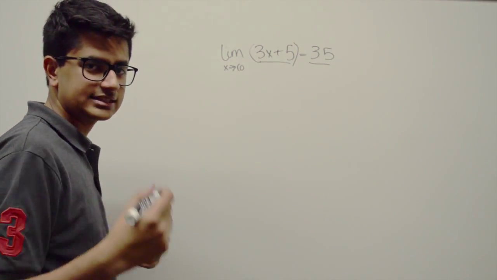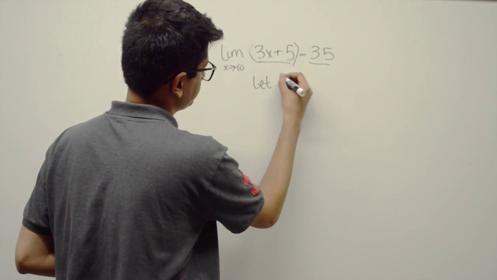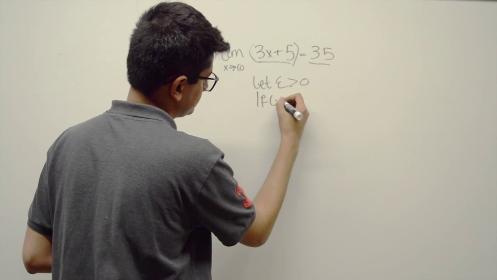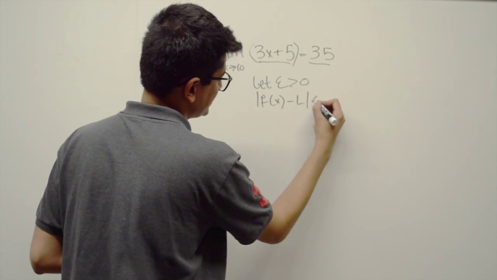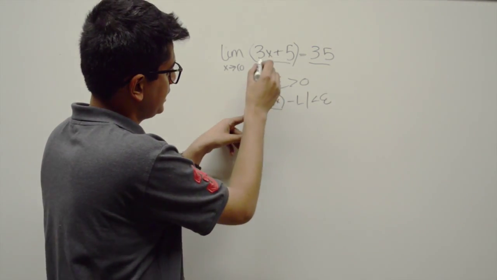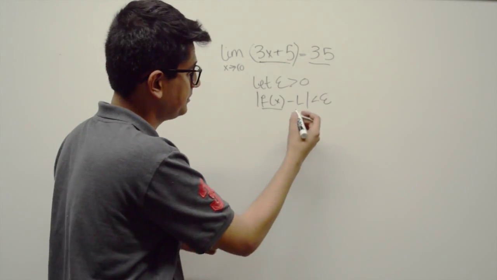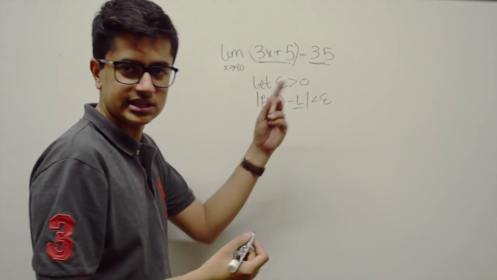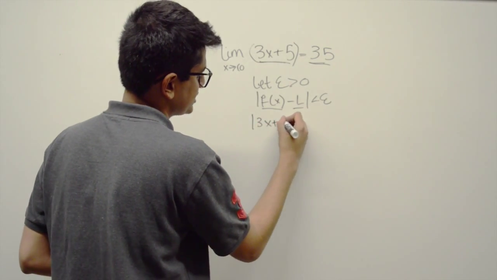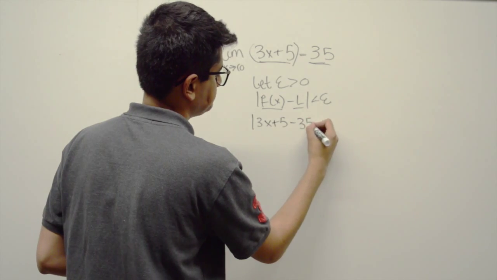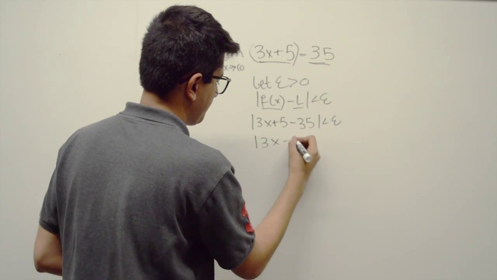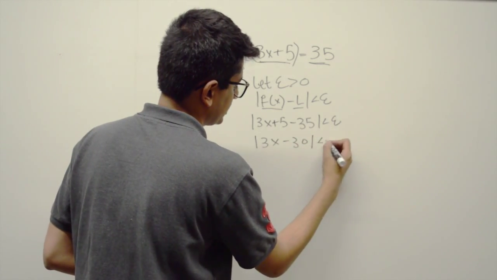Okay, so like I said, the first step is let epsilon be greater than 0. The next step is let |f(x) - L| be smaller than epsilon, like I just said 2 minutes ago. So we know that f(x) is 3x + 5. And we're also given the limit in this question, which is 35, which is always given in these types of questions. So we write out |3x + 5 - 35| smaller than epsilon.